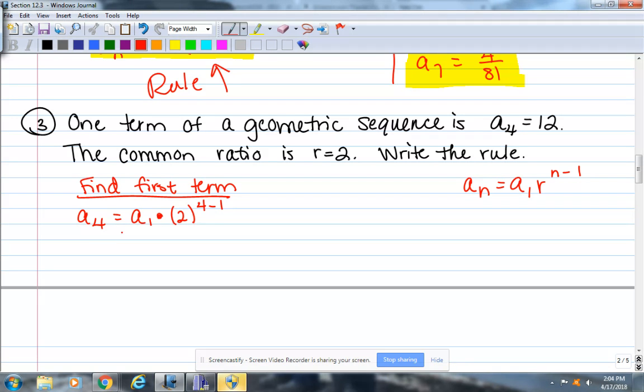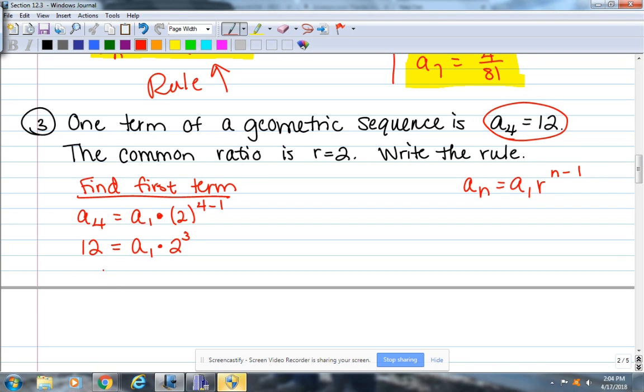So then we simplify. Okay, we know a sub 4 equals 12. Right? So where we have a sub 4, we can plug in a 12. So 12 equals a sub 1. And 4 minus 1 is what? 3. So 2 to the third power. Times 2 to the third. Now what is 2 to the third power?